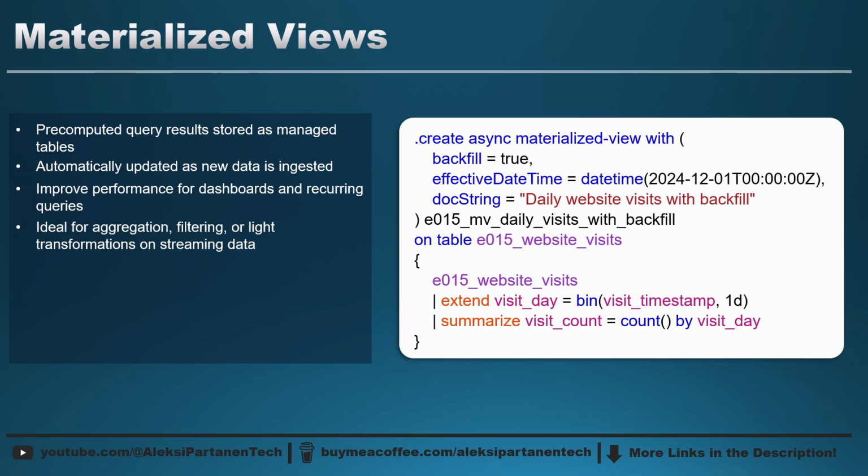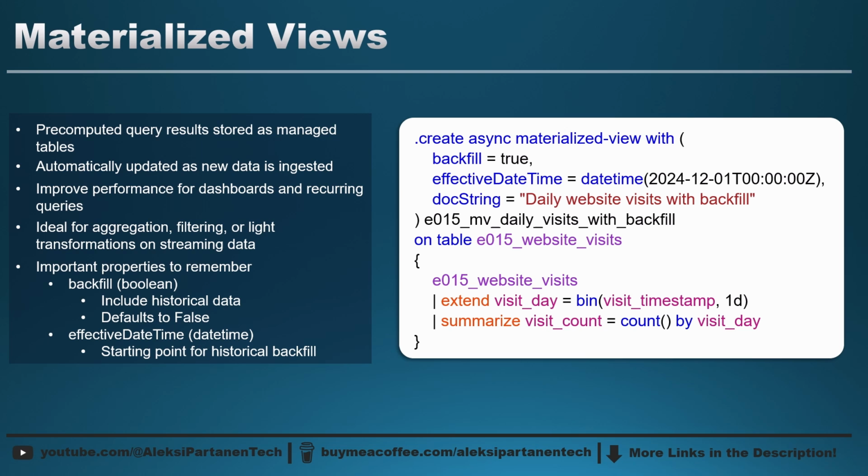There are two important properties to remember when creating a materialized view that are also being used in the example query. First, we have the backfill option that can be used to control whether we want to have historical data in our materialized view, or just include the data that has arrived after we have made that view. Then we can use the effective datetime property to determine how far back we want to backfill our view.